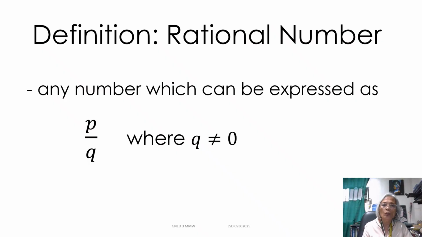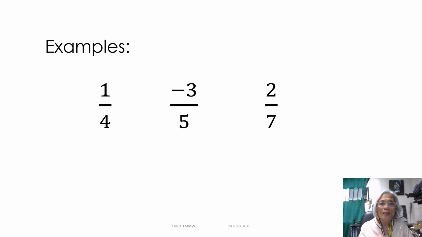So, sa mga nalilito pa, bakit hindi pwedeng mag-divide by 0, there is a separate video on that. Pakihanap na lang. So, examples ng mga rational numbers, we have 1/4, negative 3 upon 5, 2 upon 7. Lahat sila ay fractions or rational numbers.